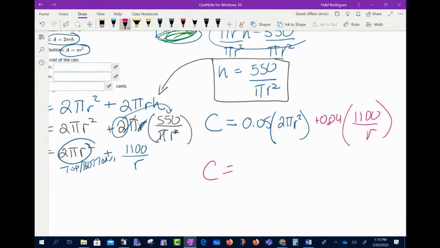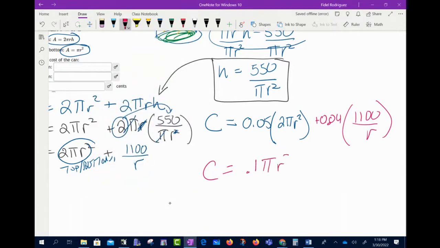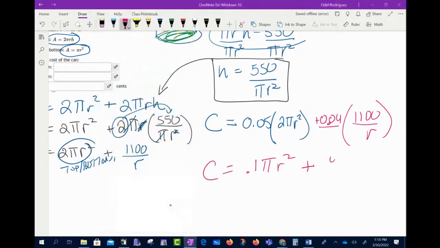All right, so let's go ahead and do some multiplying here. Let me grab my calculator. 0.05 times 2 should be 0.1, so this is 0.1 with a pi and an r squared. 0.04 times 1,100 should be 44, so 44 with an r. So this equation here is telling me how much it's going to cost to make that can. The reason I wanted to find that equation is because we're trying to minimize the cost.